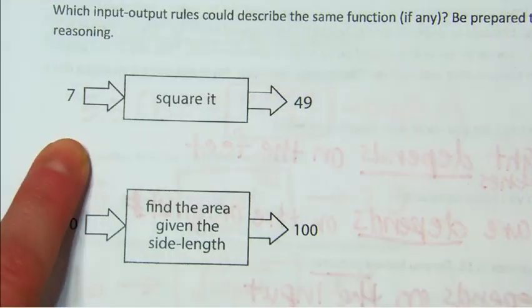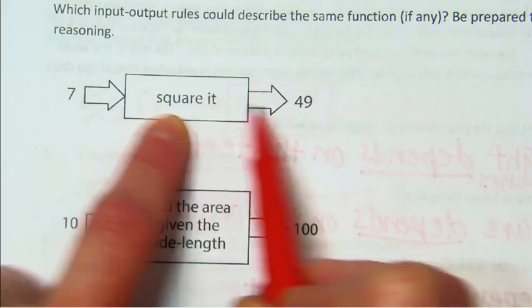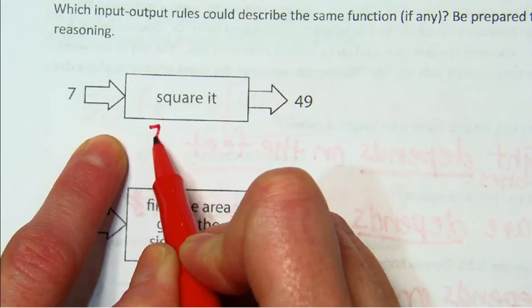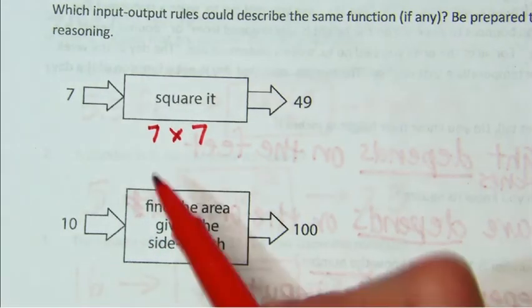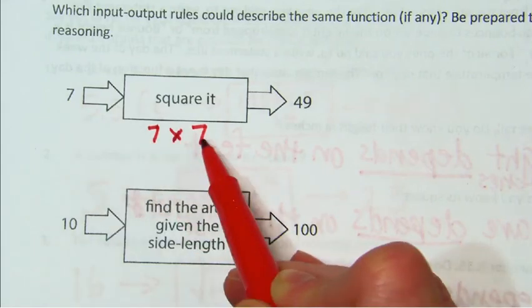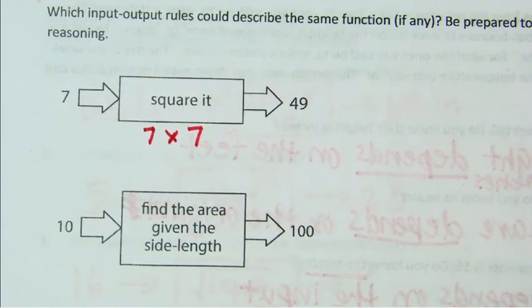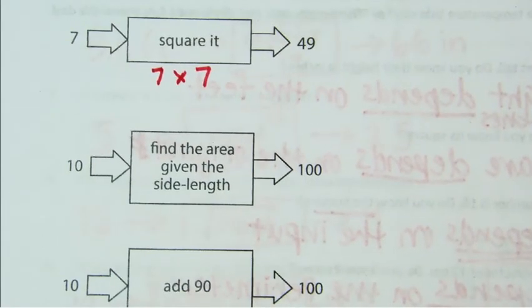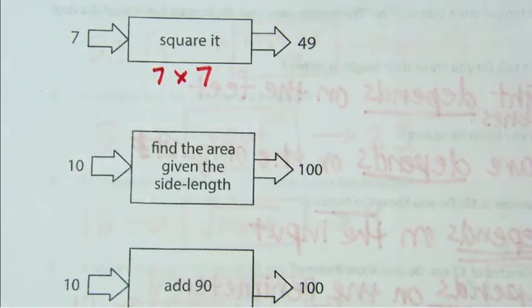Okay, so let's look at the first one. Our input is 7, and we're going to square it and get 49. If you remember, squaring it means it's going to multiply by itself. So that means I would take 7, which is my input, times itself, and that equals 49, right? So we're just putting a little bit of math to what happened with our rule, because we need to figure out which of these functions are the same and which are different.